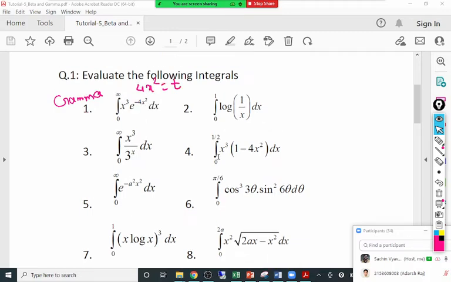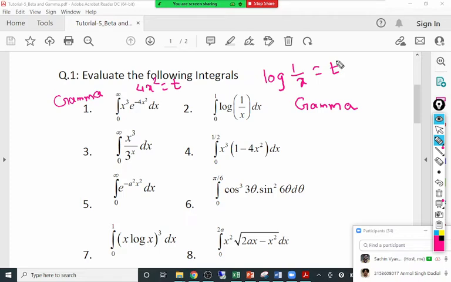Question number 2 is of which type? Again gamma, very good. And what should be the substitution? The whole term, log of 1 by x, can be taken as t. I tried one more method. Okay, that is fine.